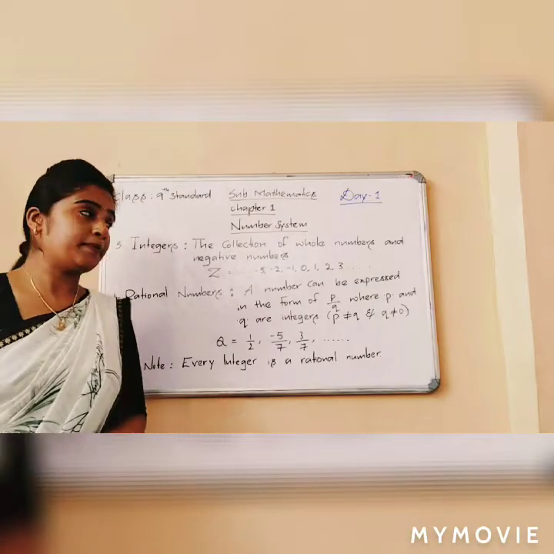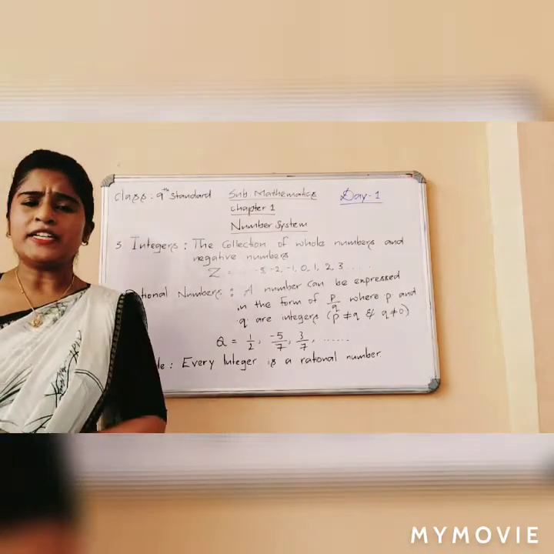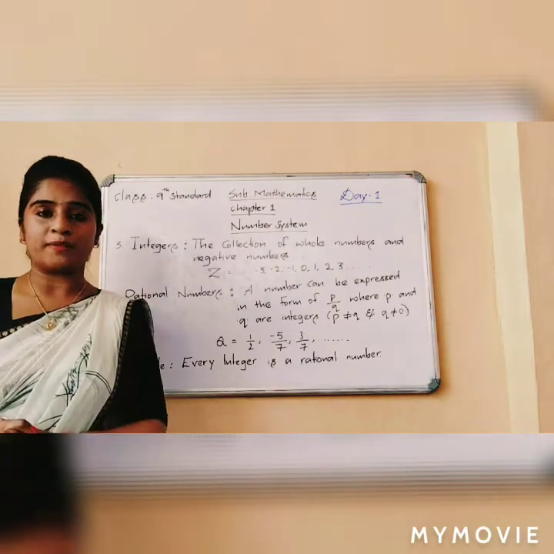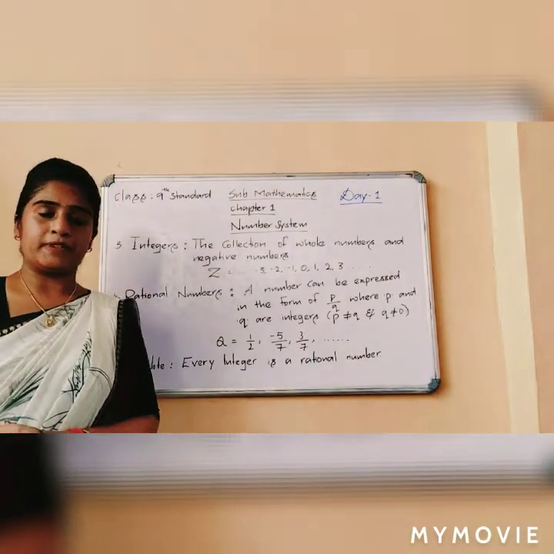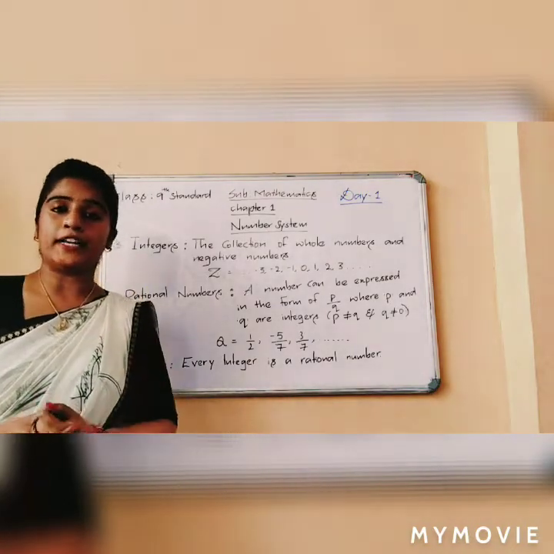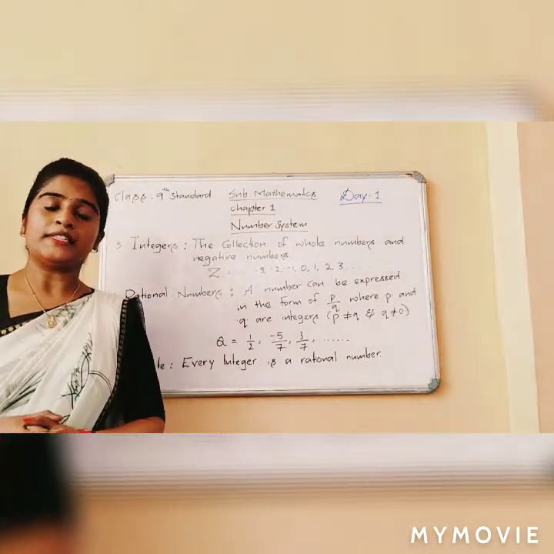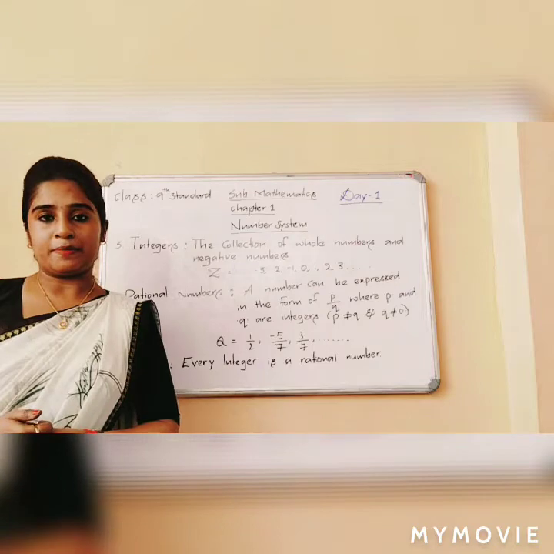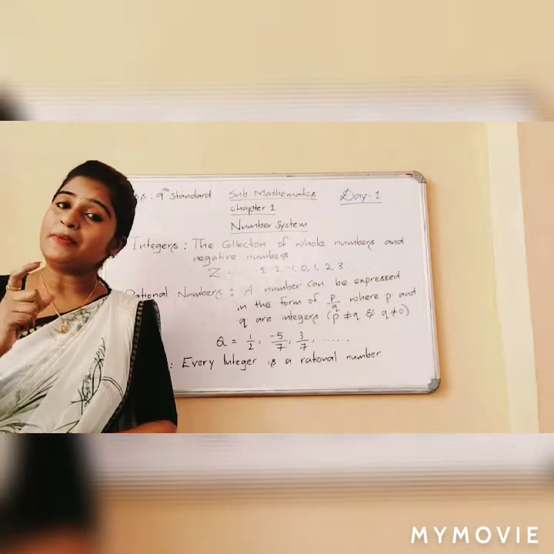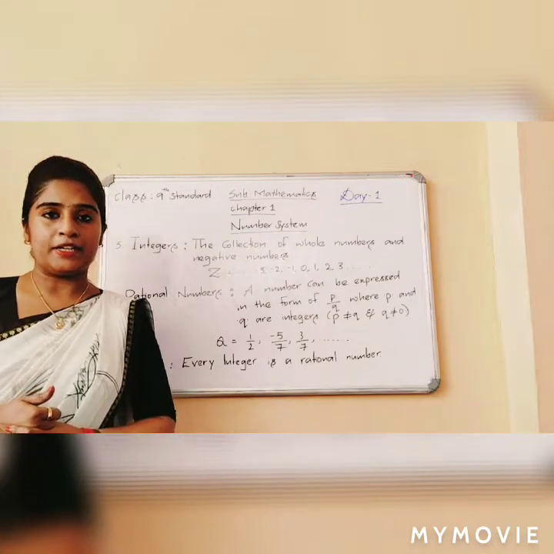And the next type is integers. Integers are said to be a collection of whole numbers as well as negative numbers. So if we add negative numbers to the whole numbers, the set of numbers is said to be integers. Here the integers can be represented by using a capital Z or else capital I.